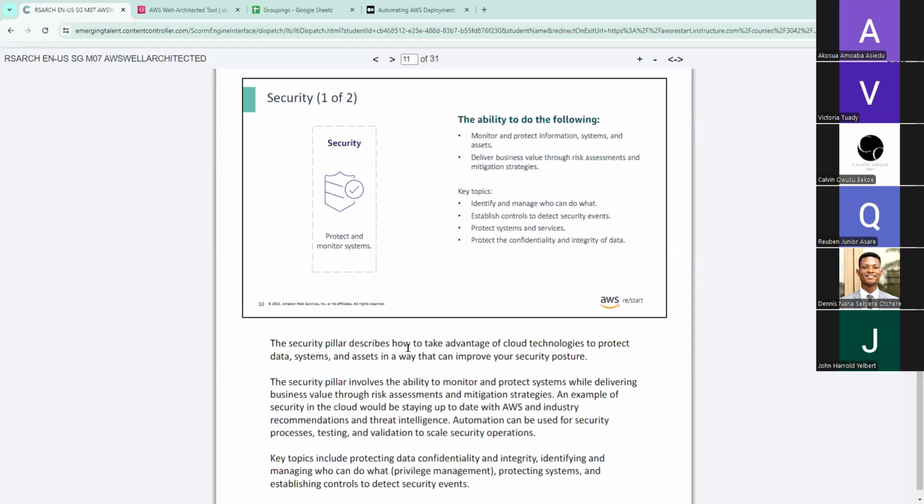Hi. I'll be taking the introduction of the security pillar for my group. Can you guys hear me? Yes.